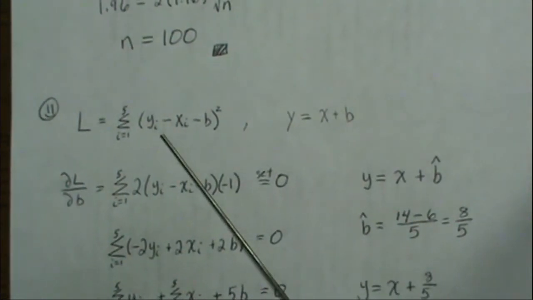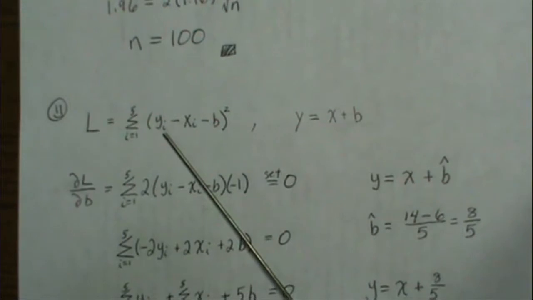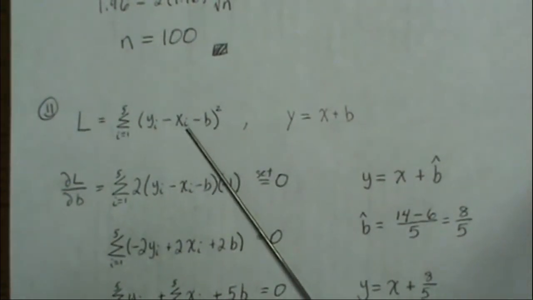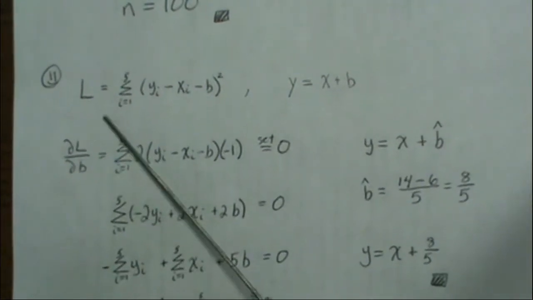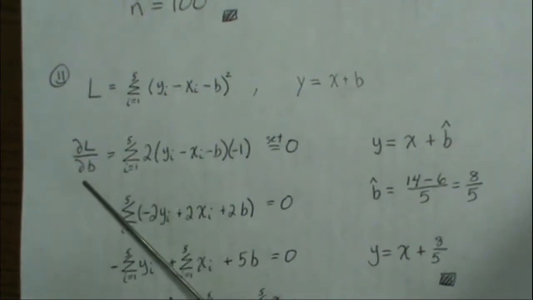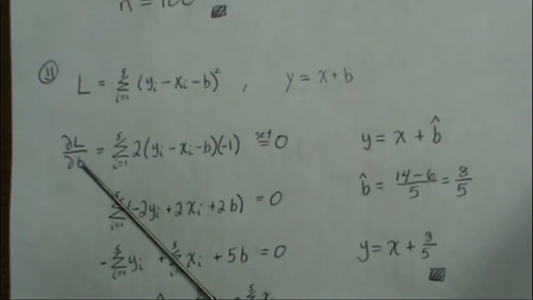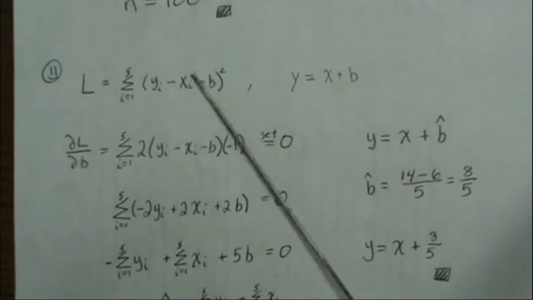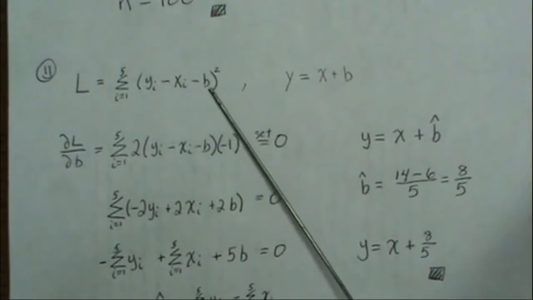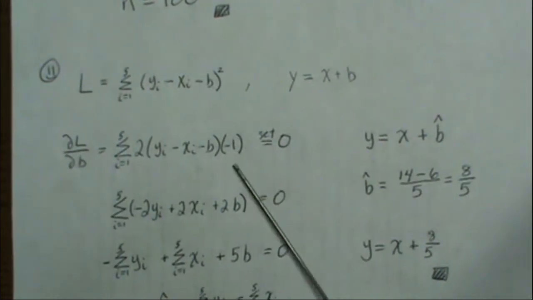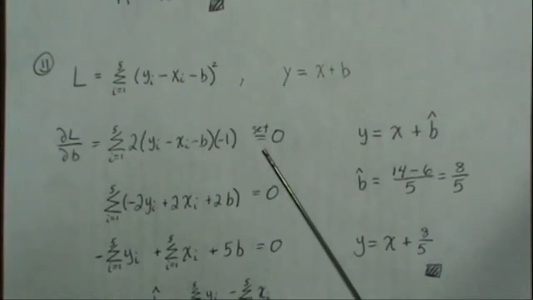So you take the sum of the differences between our data and our proposed line, square it, add them up. We're going to call that L. So we're going to take the derivative with respect to beta. So the 2 comes out front, it's y_i minus that, and then times the derivative of b in here, which is minus 1. You set it equal to 0.